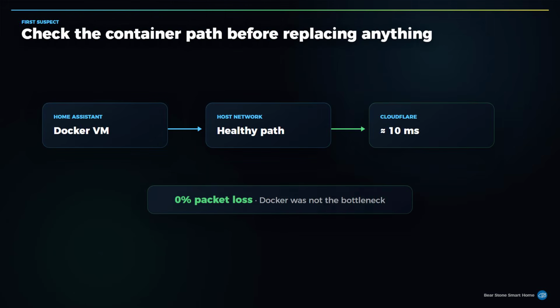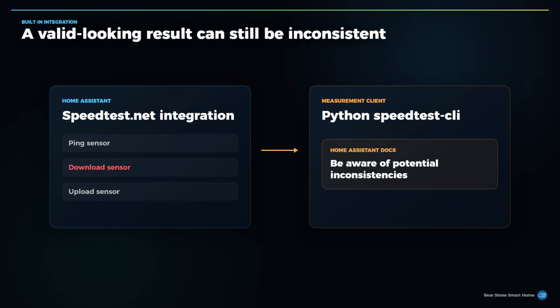Home Assistant runs in Docker on a virtual machine, so that was my first suspect. The container's continuous latency stayed near 10 milliseconds with no packet loss. The host path looked healthy. The built-in speedtest.net integration uses the Python speedtest CLI project. Home Assistant's own documentation warns that the integration can display inconsistent results. Mine looked like a real test, but it did not represent the fiber connection.